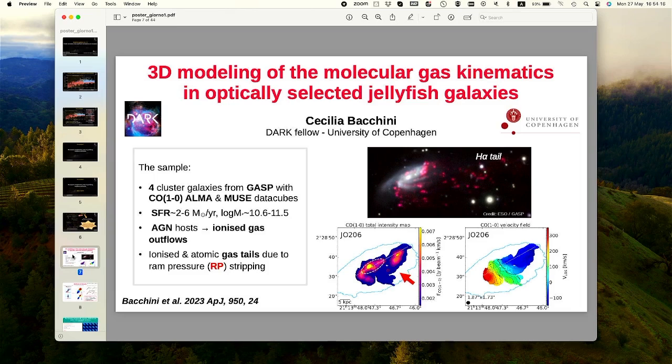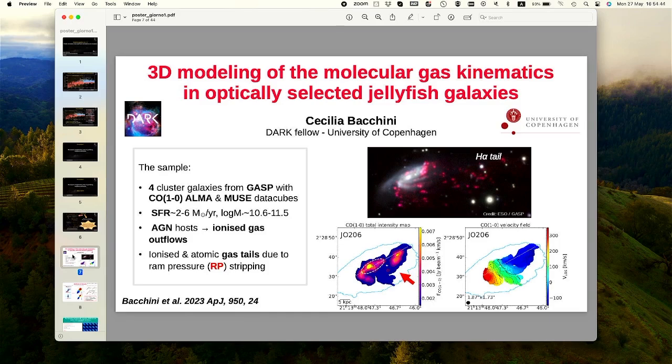Today I will present the work that I did when I was working in the GASP collaboration as a postdoc in Padova. So in my poster I present this work about the 3D modeling of the molecular gas kinematics in optically selected jellyfish galaxies. These are star-forming galaxies in clusters that are part of the GASP sample, so they have MUSE data cubes, but also in these cases CO(1-0) data cubes taken with ALMA.